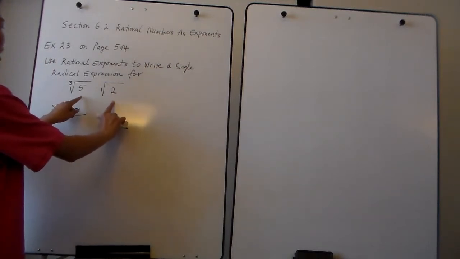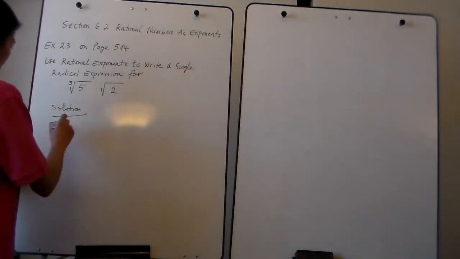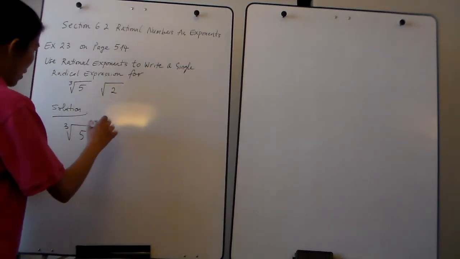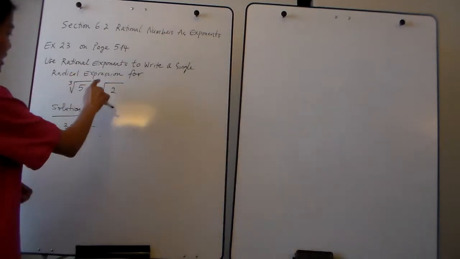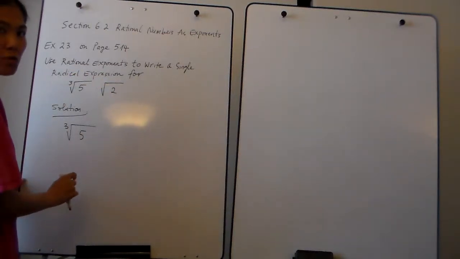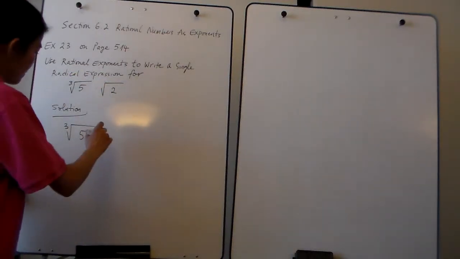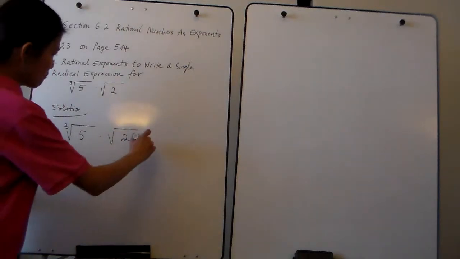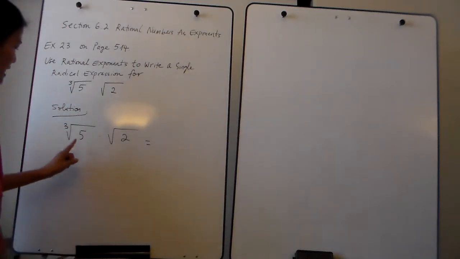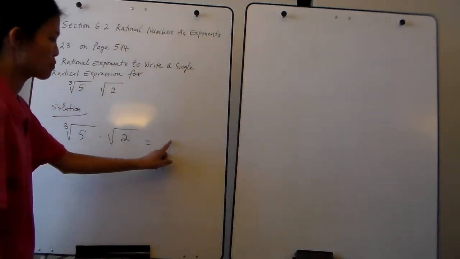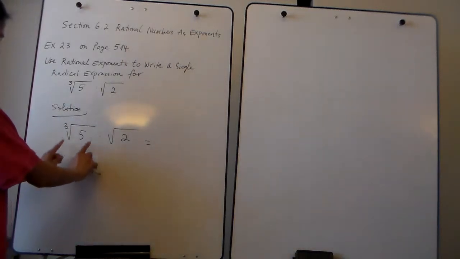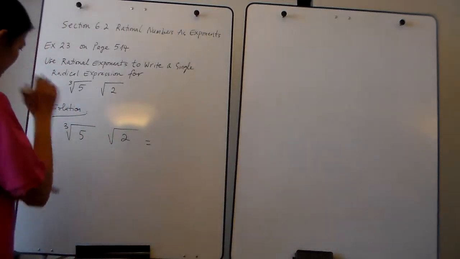So we're given two radical expressions: 3 cube root of 5 times square root of 2. When you don't see anything here, it means square root, or second root. Okay? Alright. First step we need to do is convert each to the exponent form. So I go from radical form to exponent form.